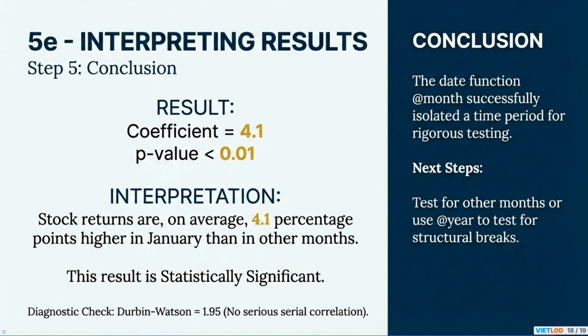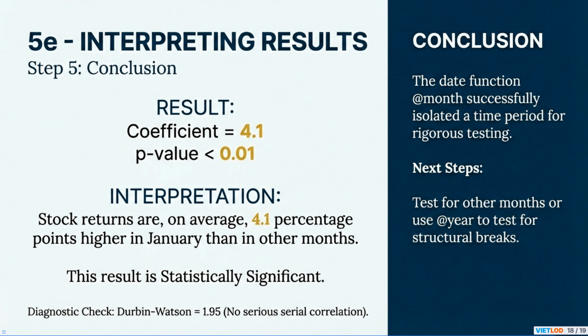This slide displays the estimation output for our regression model. The model is specified as returns_t = alpha + beta * Jan_t + epsilon_t. The primary focus of this output is on the coefficient beta. This coefficient quantifies the difference in the intercept for January compared to the base months, helping us understand the January effect.